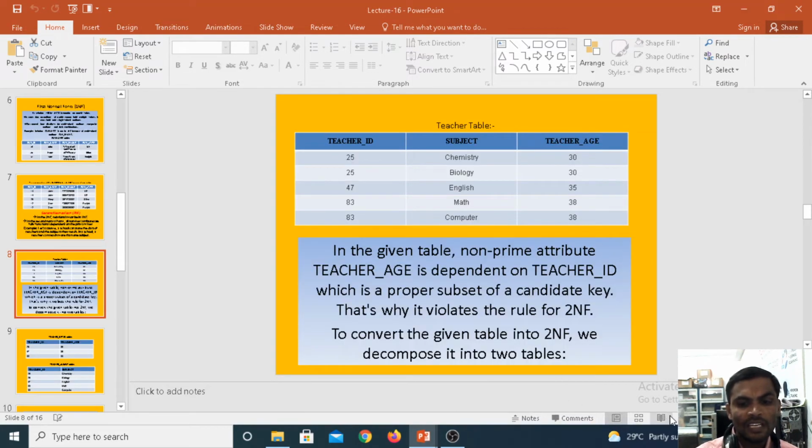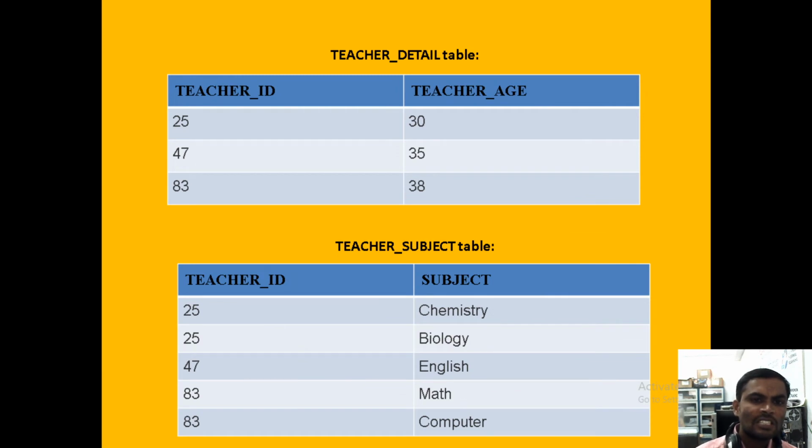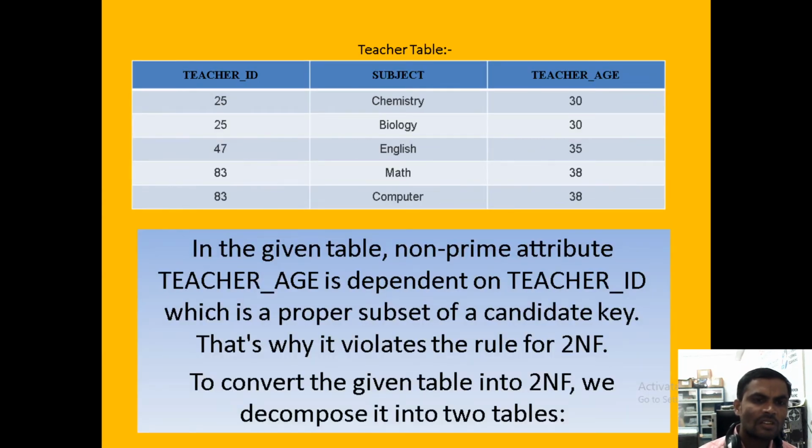Now if you are going for the second normal form, if a table violates the rule of 2NF, then we convert the table into the second normal form. The teacher's table has teacher ID and teacher age. After converting, we go for the teacher's subject. Teacher ID and teacher age, for example teacher ID 25 with age 30, then 47, 35, 83. Means we are eliminating duplicate data, or data redundancy.